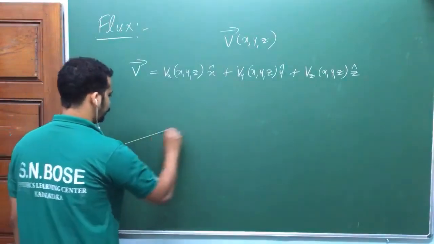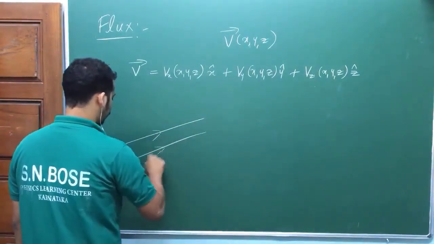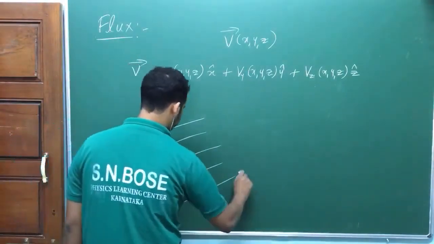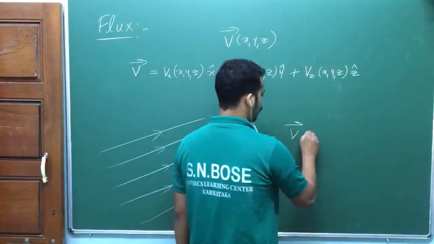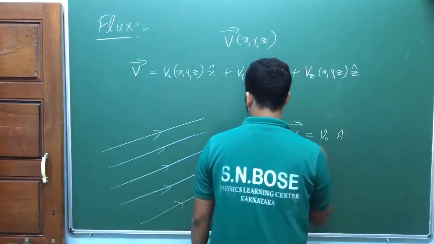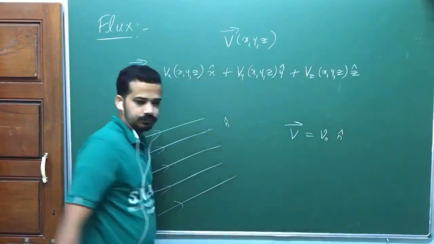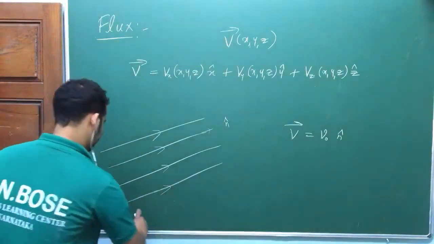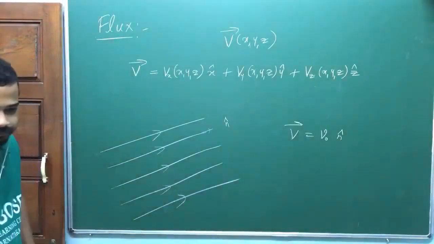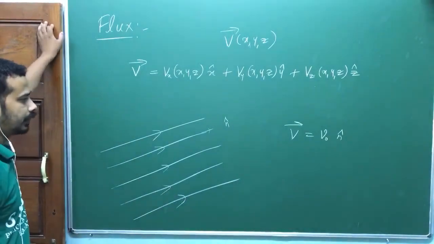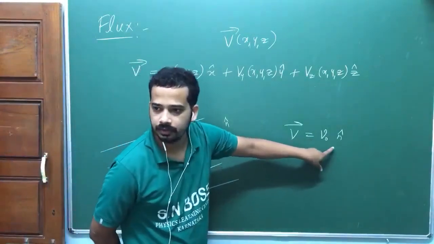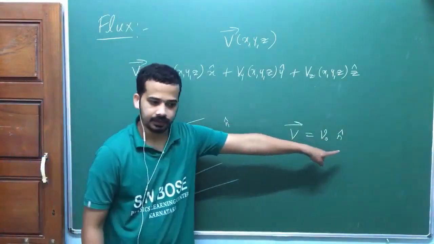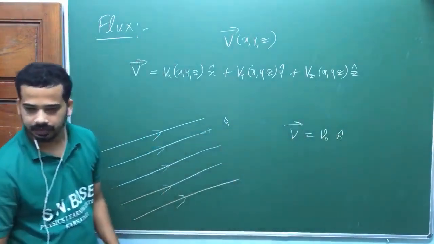I have a uniform vector field. That means magnitude as well as direction are constant everywhere. The vector field is equal to V naught times some n cap, this n cap direction. Is this uniform? I have a uniform vector field whose magnitude is constant and direction is constant. Wherever you take the vector field, the strength is the same and the direction is the same.